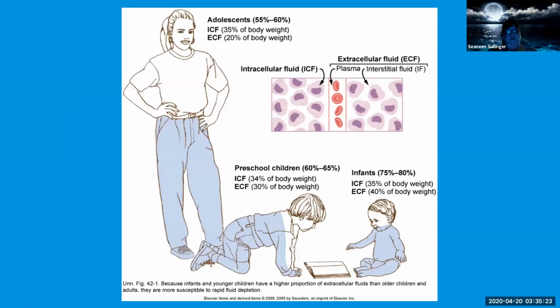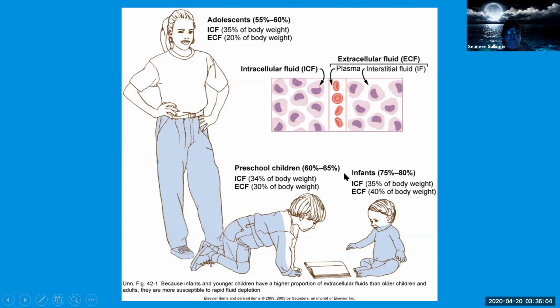So this slide shows you the amount of extracellular fluid in older children compared with adults and infants. So here's a schematic of the intracellular and the extracellular. Here's plasma, interstitial fluid. And you'll notice that in adolescents, the extracellular fluid is about 20% of body weight, and intracellular is 35. So it's about 55, 60% in an adolescent. However, in an infant, it's 75 to 80%. And in children, preschool children, in this example, 60 to 65%.